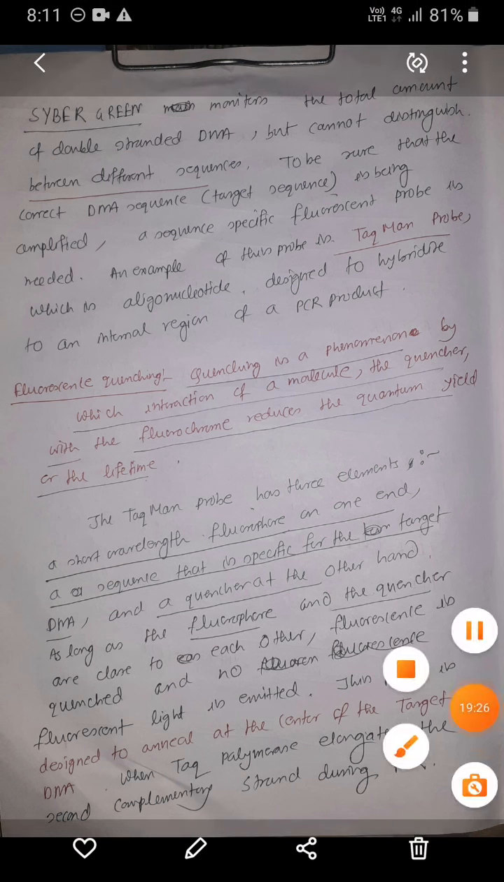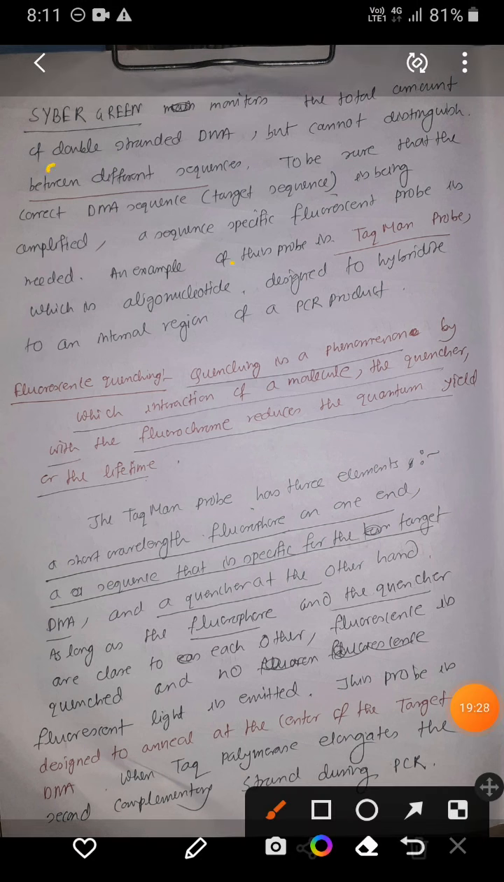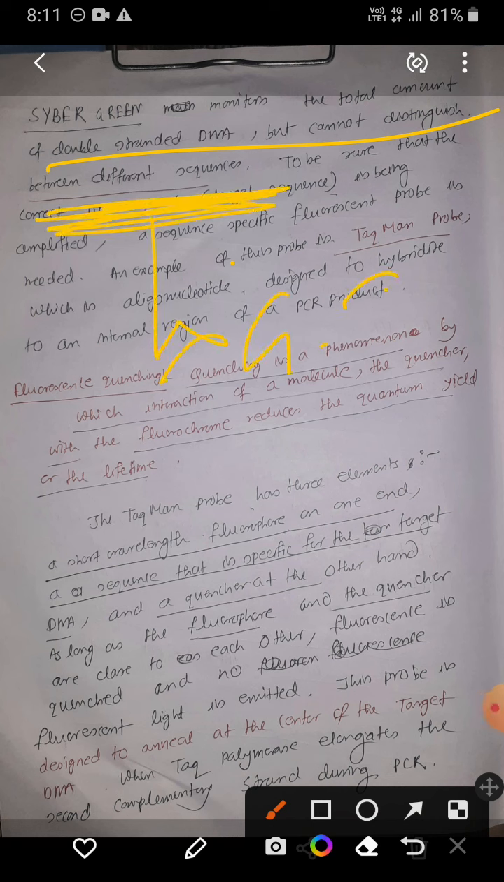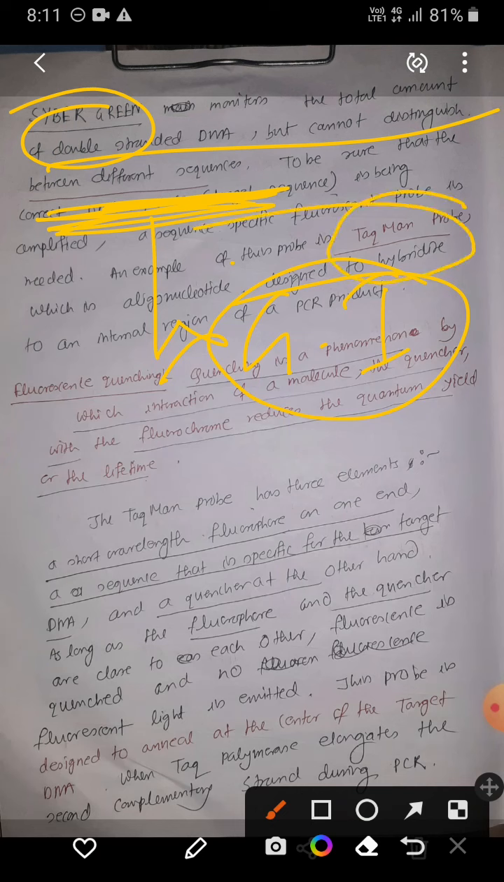Now SYBR Green monitors the total amount of the double-stranded DNA molecule but cannot distinguish between different sequences. That is the reason we cannot ensure whether our gene of interest is amplified or not with the help of SYBR Green, and that is the reason why we have to develop TaqMan probe.